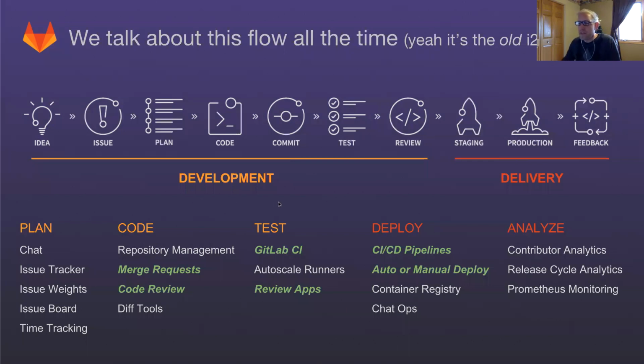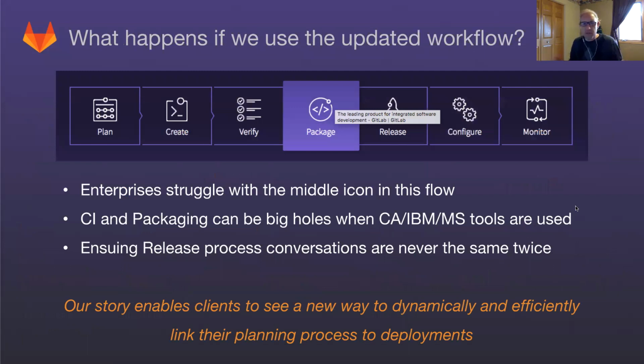So from here, let's talk about what happens when the workflow updates. And this is where I'm going to start to give you gifts, okay? So I'm going to put on my Santa hat here. I'm going to take this thing next level. What happens when we use the updated workflow? Well, what we're finding out is a lot of enterprises are struggling most with that middle icon of this workflow. And they're talking a lot about the left and the right sides, but they're not so much focused on the middle, and it's become a big silo, a barrier for them. So CI and packaging, these can be huge holes, especially in the enterprise. We're targeting the enterprise.